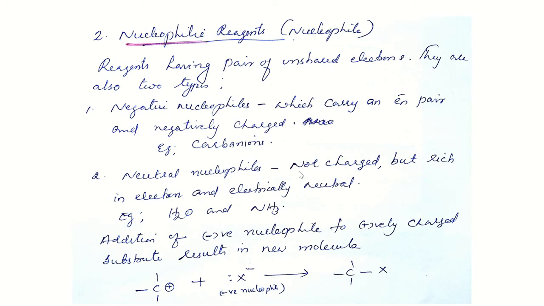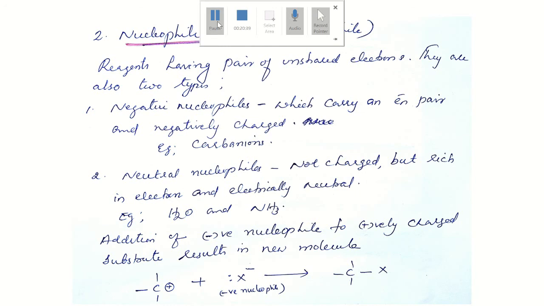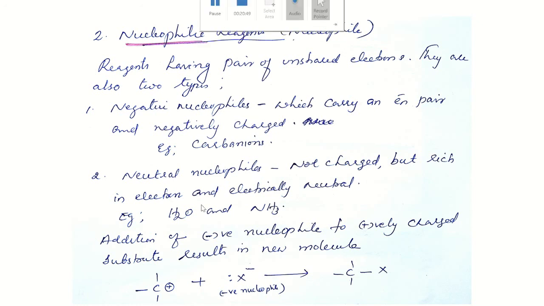And the second one is neutral nucleophile. They are still nucleophiles, but they don't have any charge. No charge, but rich in electrons. Neutral nucleophiles are not charged, but they are rich in electrons and electrically neutral. For example, water and ammonia.